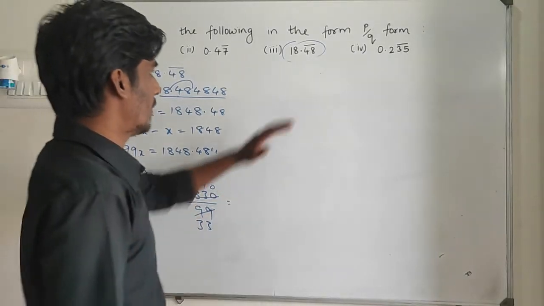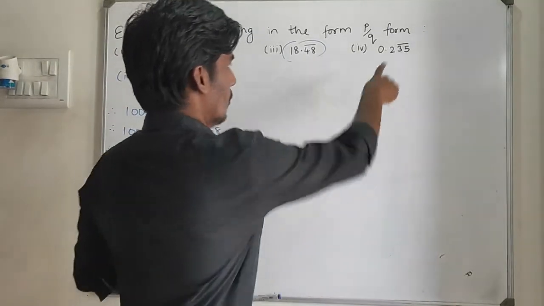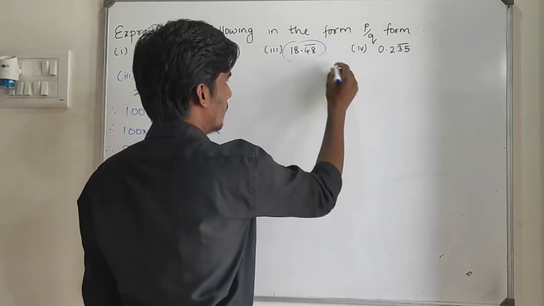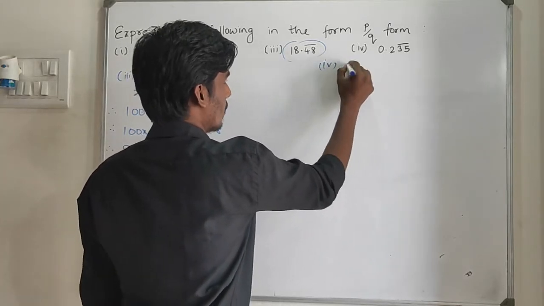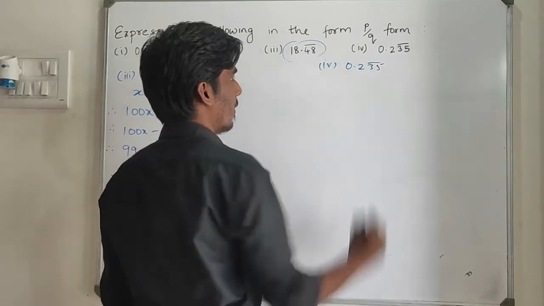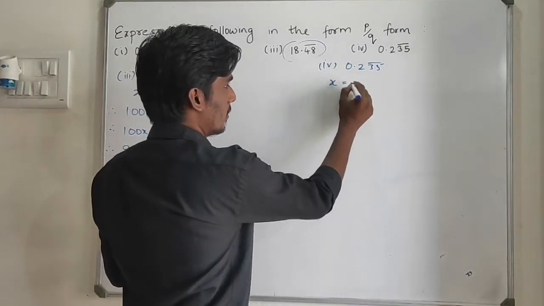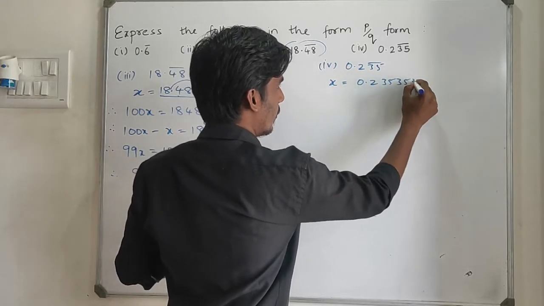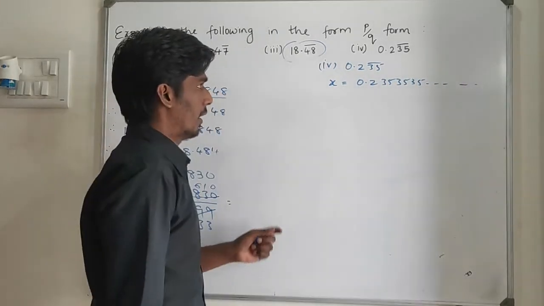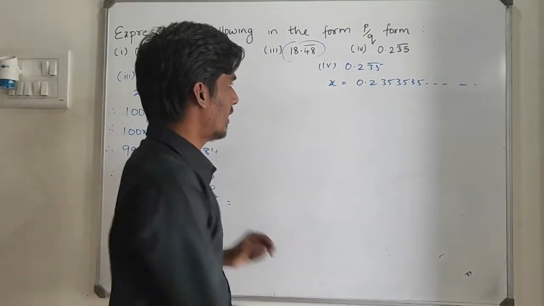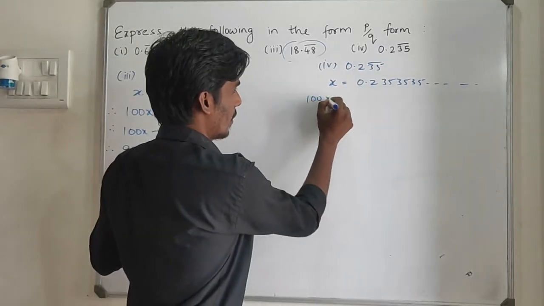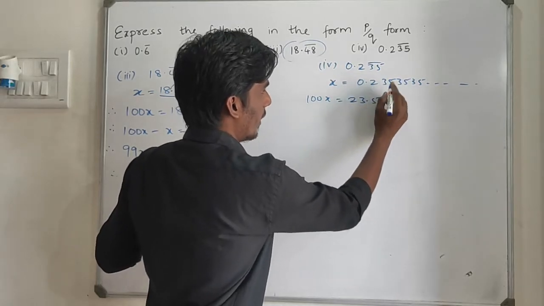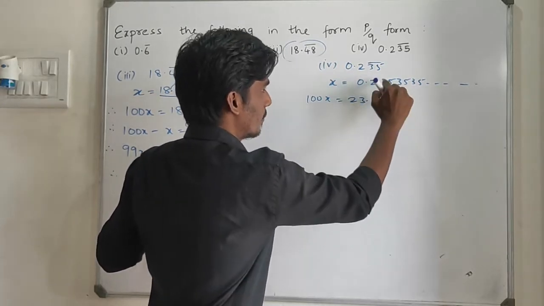Let me solve this last example. Fourth one, 0.235 bar. Now what is the value of x here? I'll take x equals 0.2353535... Now under the bar again 2 digits are there. I am going to multiply it by 100. So this decimal will move here, 23.5 from here to here.